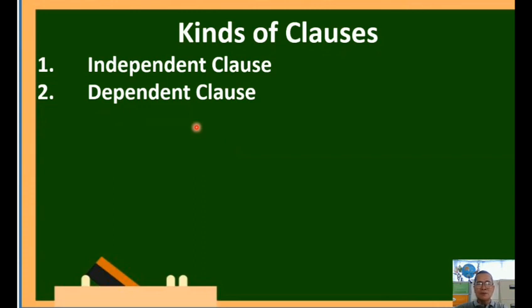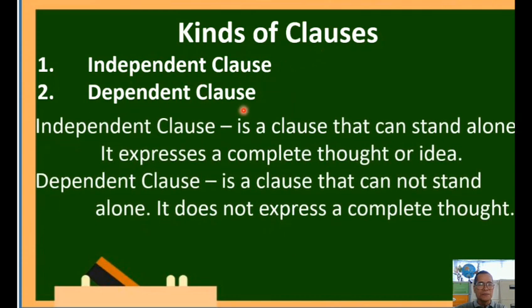Alright, bago tayo magpatuloy, we need to study first the two kinds of clauses. We have independent clause and dependent clause. When we say independent clause, it is a clause that can stand alone. Ito ay isang clause na nakakapag-isa. In Filipino, this is called sugnay na nakapag-iisa. It expresses a complete thought. Ito ay nagpapahiwatig ng kumpletong idea o kaisipan.